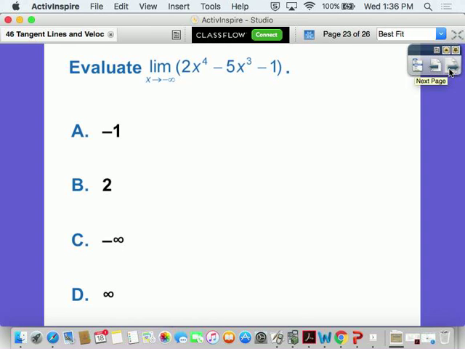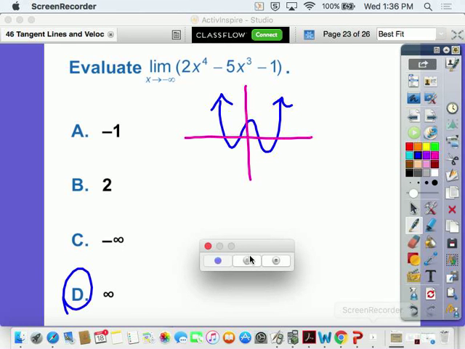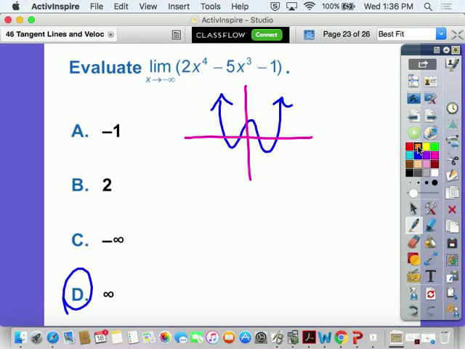Here's the next one. Pause the video, press play when you're ready to see the answer. Hopefully you got a D for this one, meaning that you remembered you looked at end behavior. So as x approaches negative infinity, which is going this way, your y's are approaching a positive infinity.